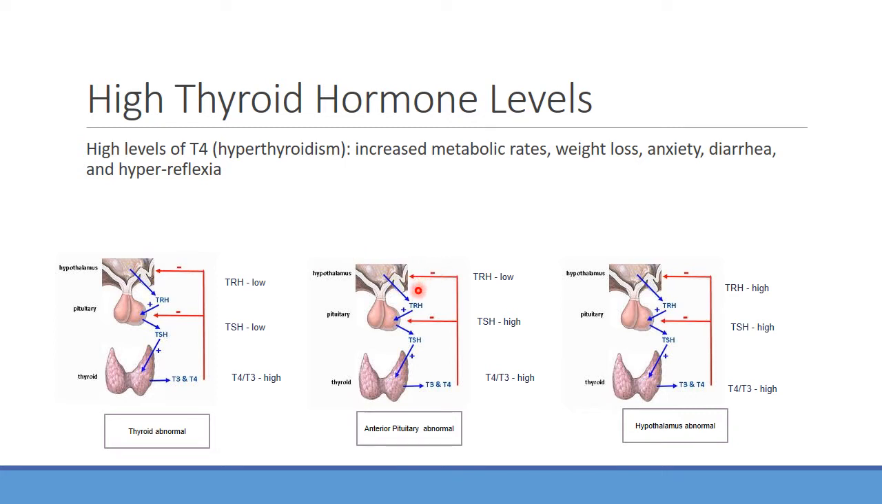Again, looking at your lab values, you can go back and see what's the primary problem that's happening here. Is it my hypothalamus? Is it the pituitary gland? Is it the thyroid gland? What's actually going on here? If you had the hypothalamus being abnormal, you'd notice that all of these would be high, because the negative feedback loop is kind of non-existent at that point, and the hypothalamus is really driving all of this hyperthyroidism. So again, going back and looking at your labs tells you what's going on. Does that make sense?